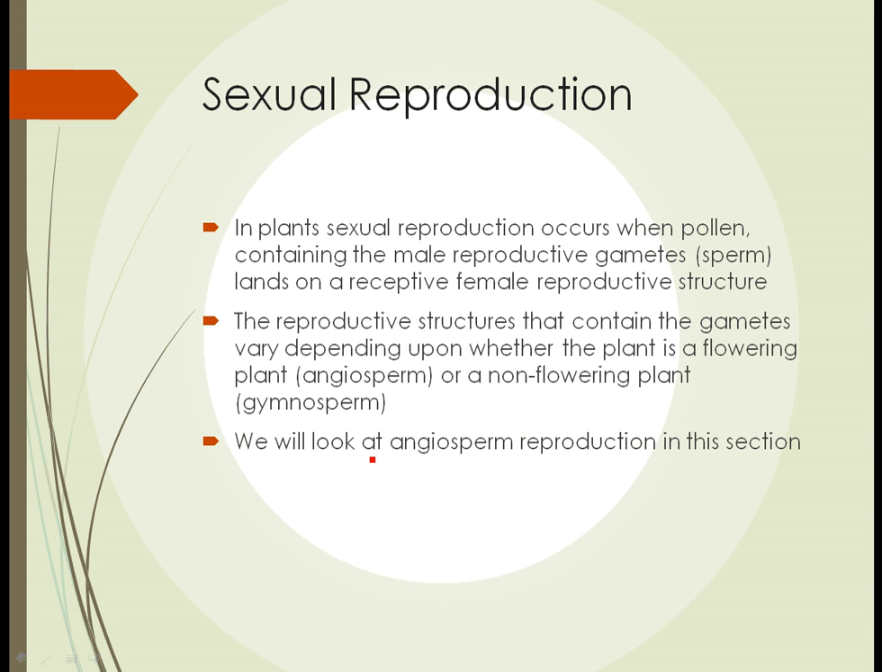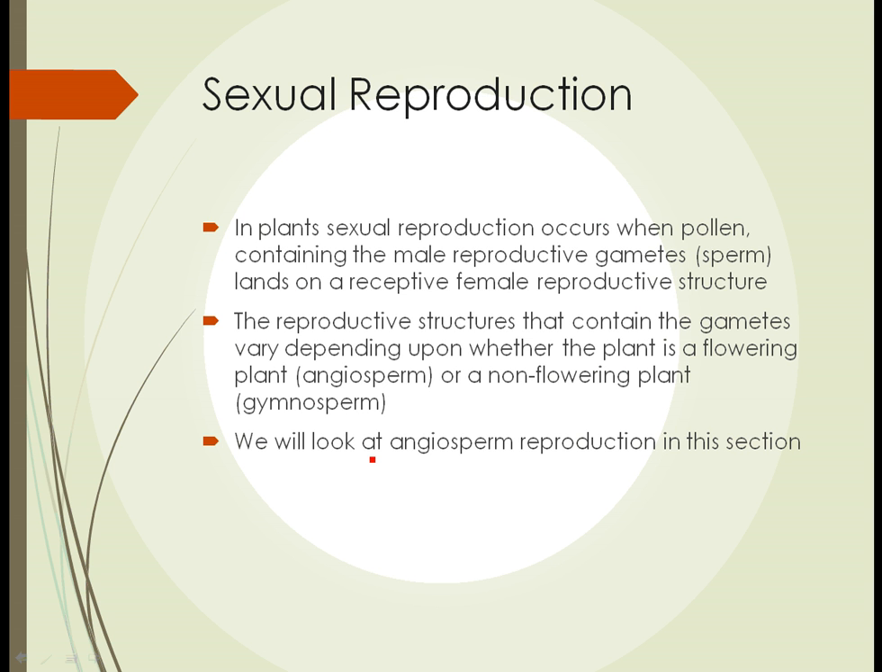Sexual reproduction is much more complicated, but it's also incredibly important for plants because it's a process in which the gene pool of plants can get mixed up and give them a wider variety of genes than they might have.